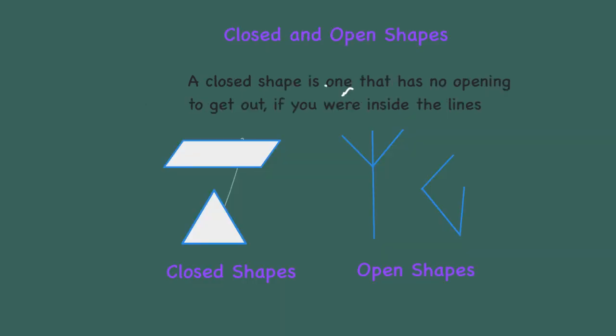Closed and open shapes. A closed shape is one that has no opening to get out if you are inside the lines. For example, you can see here that these two closed shapes, if you are inside, you wouldn't be able to get out. On the other hand, these open shapes, if you are inside, you could easily get out.